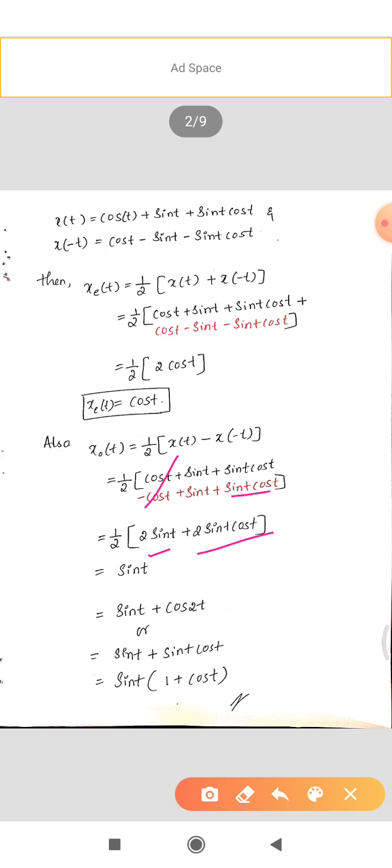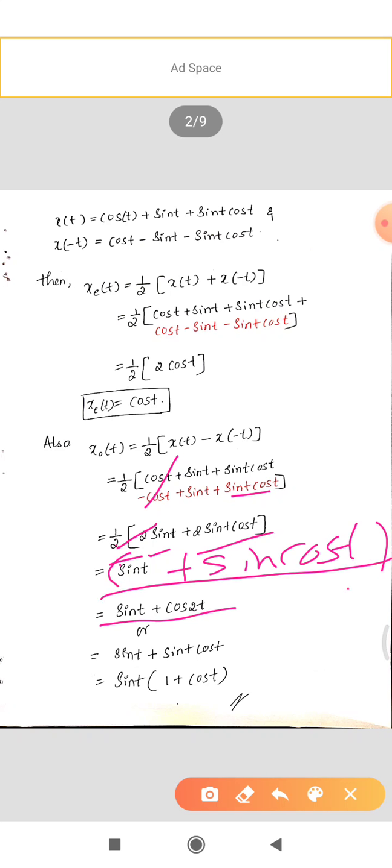So you can expand this by taking 1 by 2 inside. Then it will be 2 by 2, so they get cancelled, giving sin t, plus again 2 sin t cos t is there, take 1 by 2 here, then it will be sin t into cos t. So the same equation we have written is sin t plus sin t cos t.